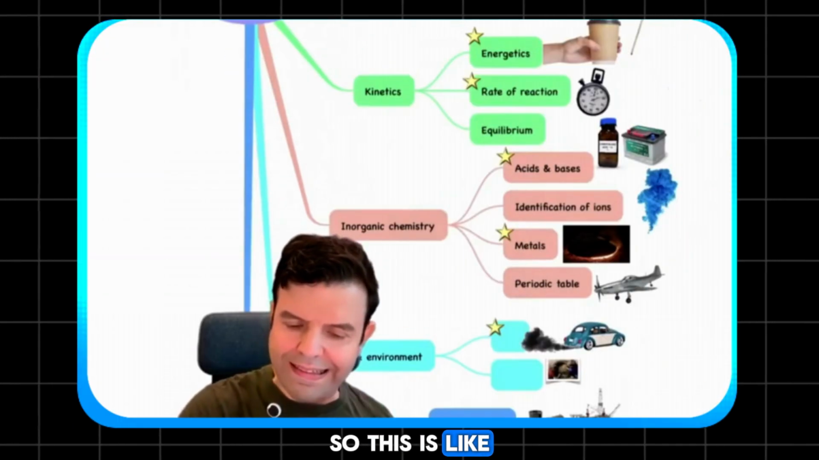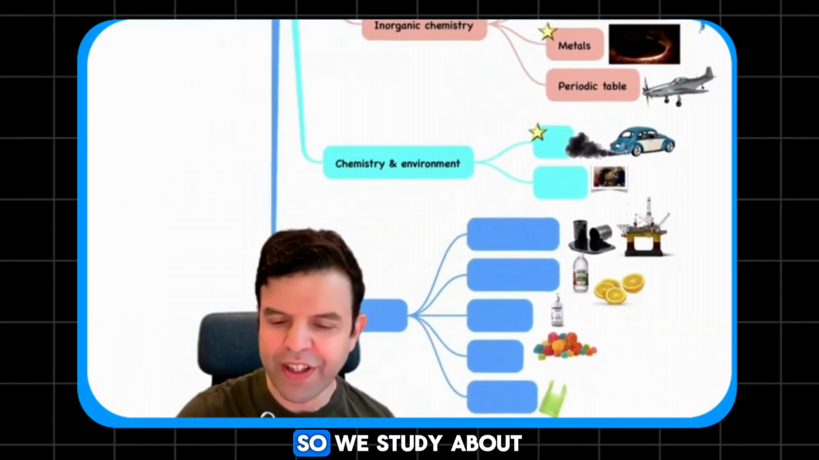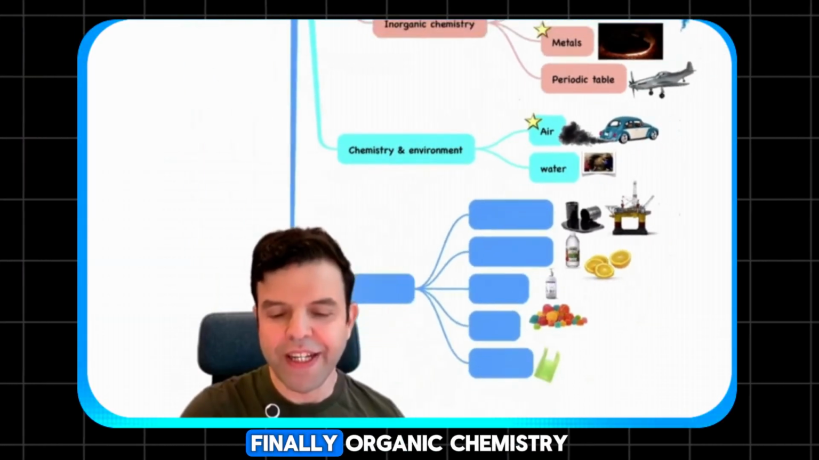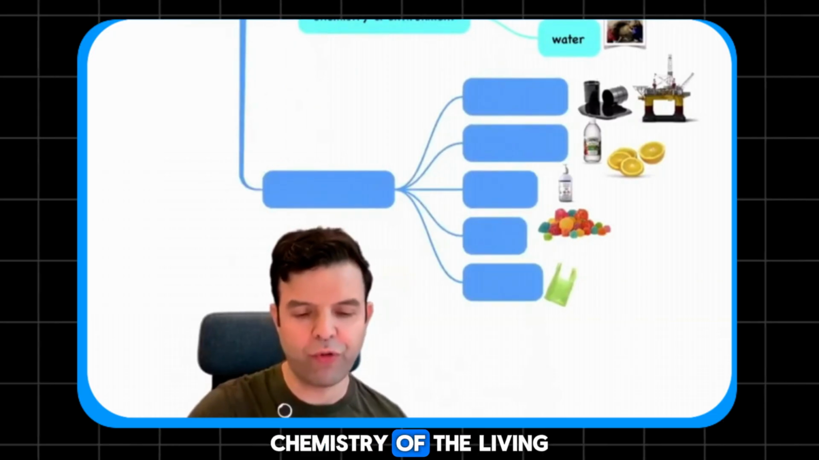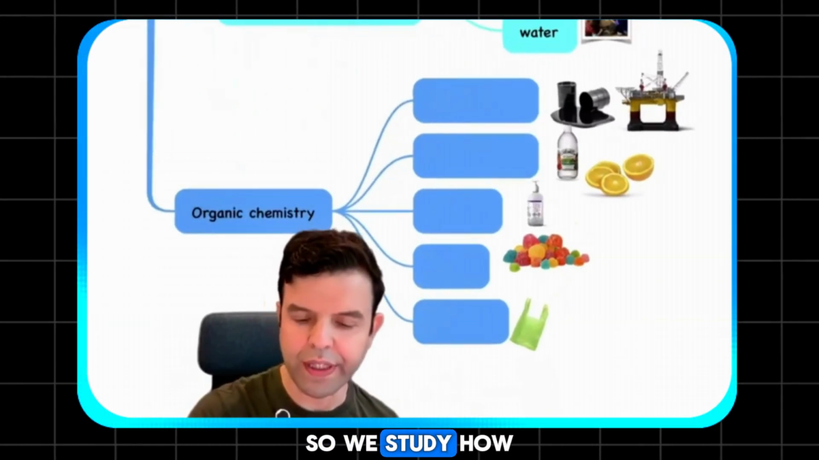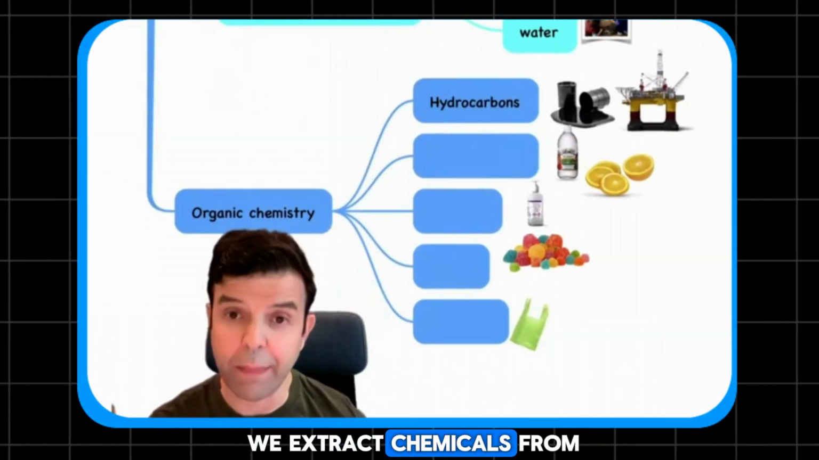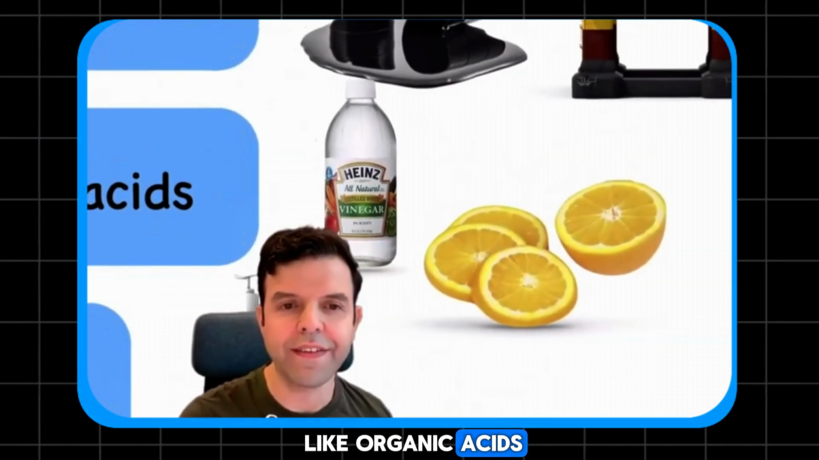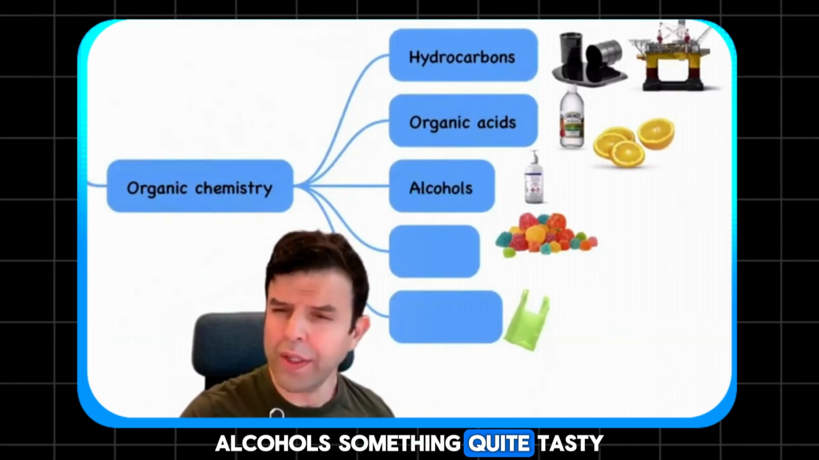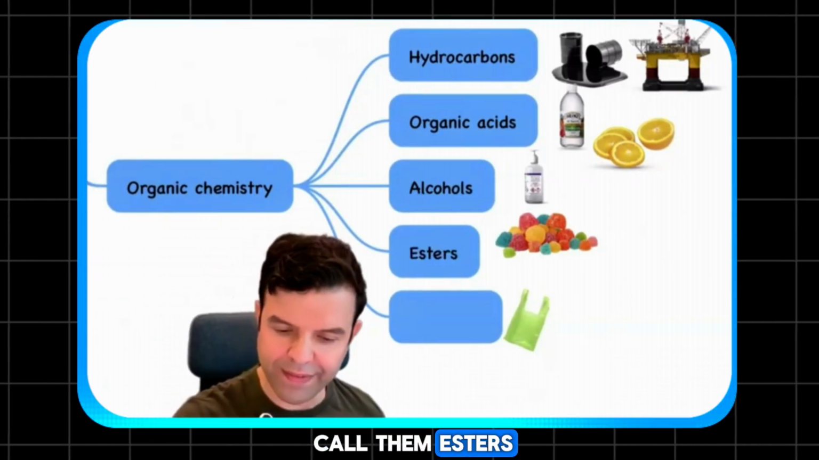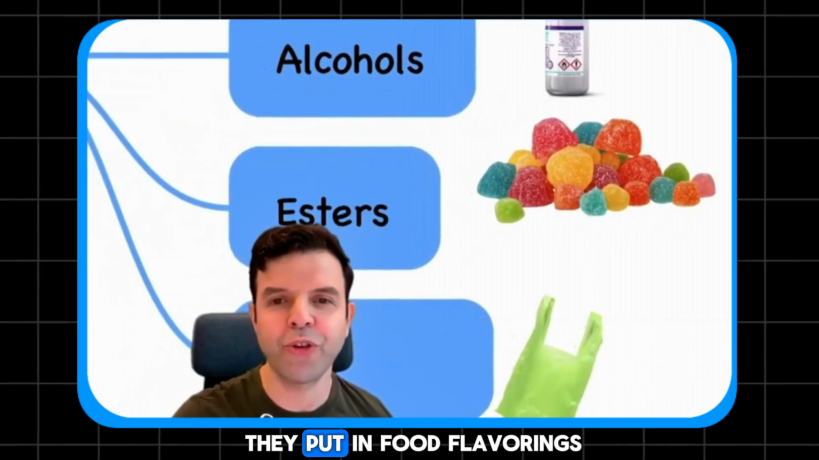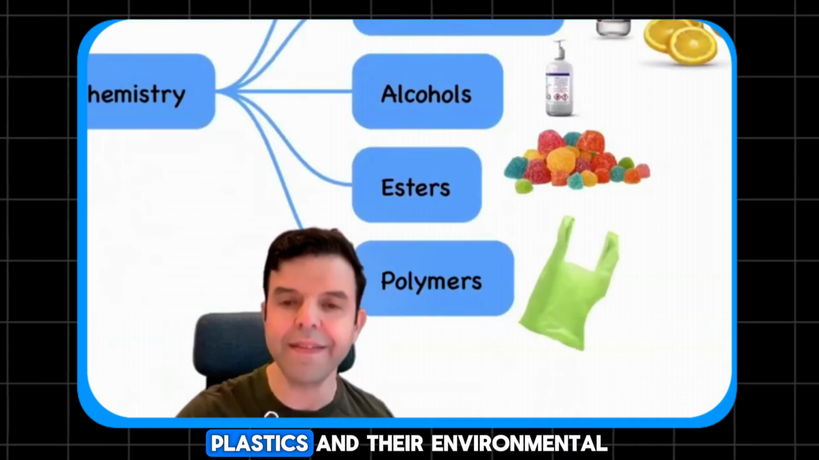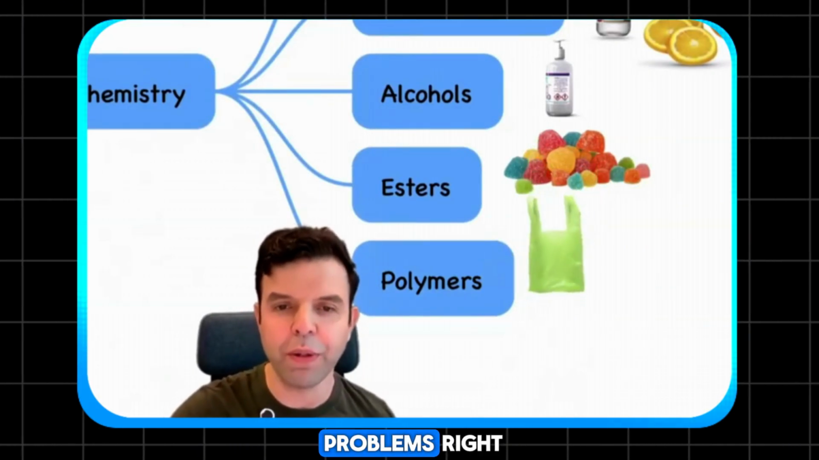So this is the chemistry of the environment. We study about air, pollution, and so on. Finally, organic chemistry, the chemistry of the living. So we study how we extract chemicals from crude oil. We study about acids, like organic acids, alcohols, something quite tasty, smells very good. We call them esters. Those are the ones they put in food flavorings. And we study about polymers, plastics, and their environmental problems, right?